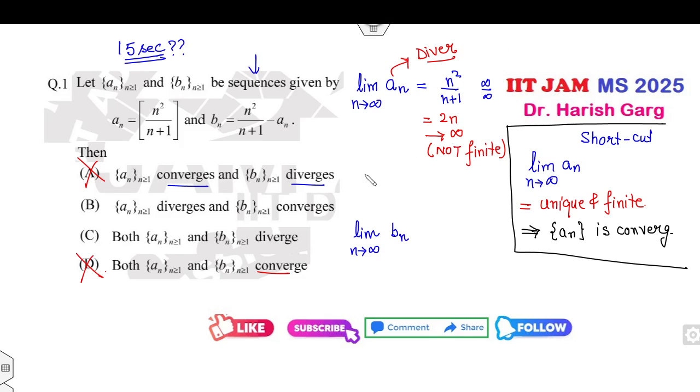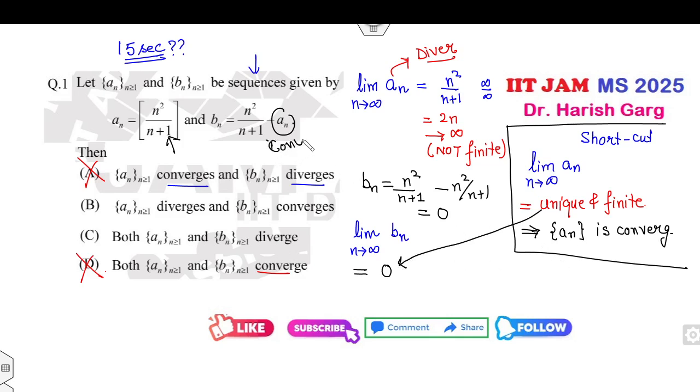Now look at b_n. b_n will be n square over n plus 1 minus a_n. What is the value of a_n? It is n square over n plus 1, so the difference is 0. If you find the limit, that is again 0, which is unique and finite. Yes, b_n is convergent. So a_n is divergent, C is cancelled, and B is the right answer of this problem. You can see within 15 seconds you can get your answer here.